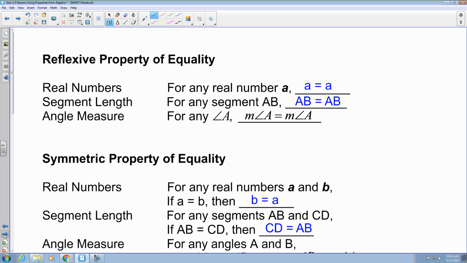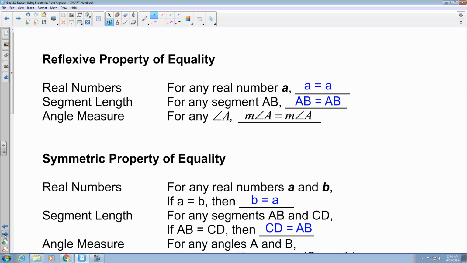We also have some other properties of equality that can pertain to length measures for line segments. We could also be dealing with angle measures and real numbers. We used real numbers in the previous couple pages of the notes, but now we can also look into how it pertains to angle measures and segment lengths.